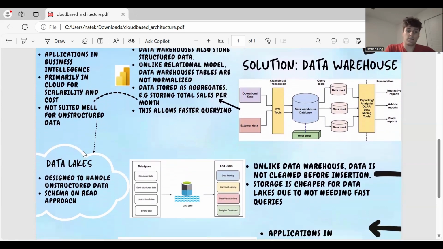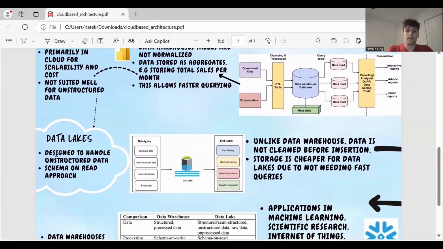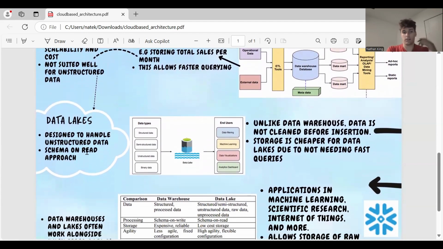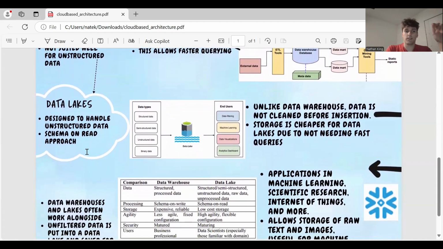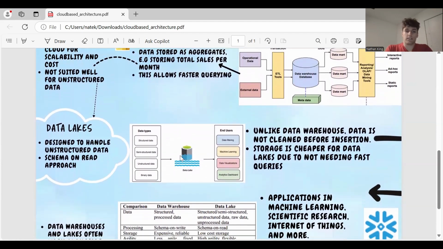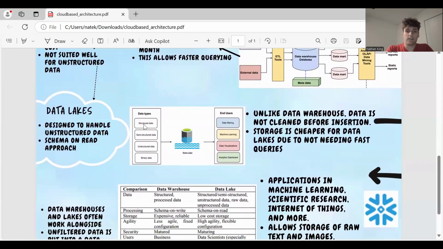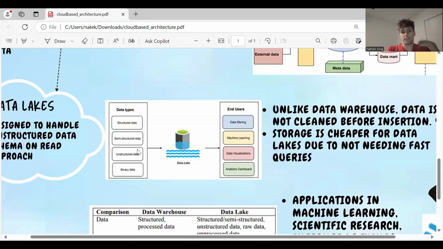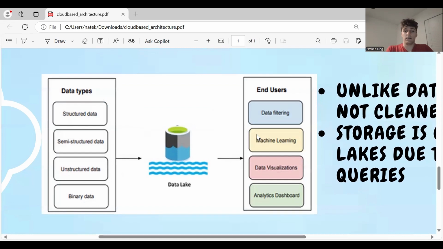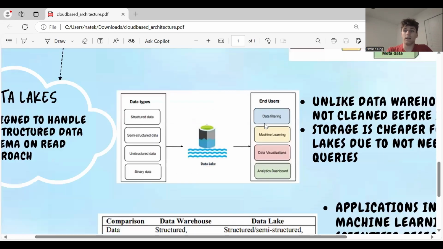So the solution to that would be the data lake. And these are designed to handle unstructured data, unlike data warehouses. And these have a schema on read approach, which basically just means there's no predefined schema, unlike the traditional SQL model. So as you can see, any type of data can go into the data lake: structured, semi-structured, or unstructured. And this data is not cleaned before it goes into the data lake, unlike the data warehouse. Data filtering is done after.